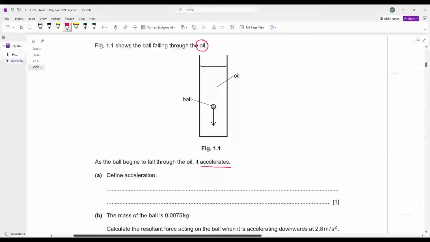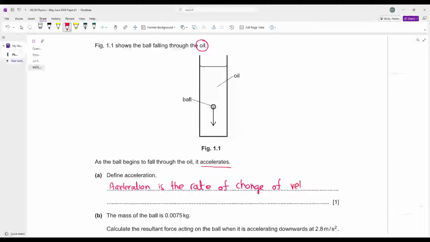Define acceleration. What will be your definition of acceleration? Acceleration is the rate of change of velocity. Simple as that, nothing complicated.